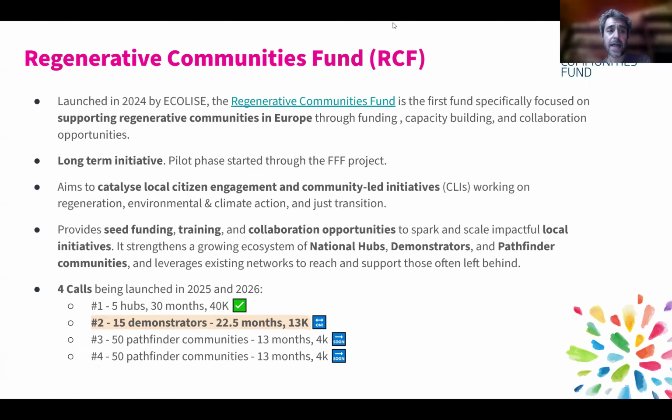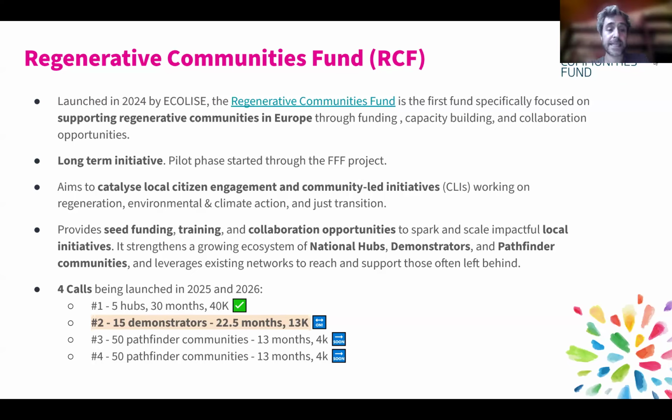So the Regenerative Communities Fund was launched in 2024 by ECOLISE. There in that link, you will be able to read more information if you want. And this is the first fund specifically focused on supporting regenerative communities in Europe. It wants to support regenerative communities through funding, capacity building, and collaboration opportunities.